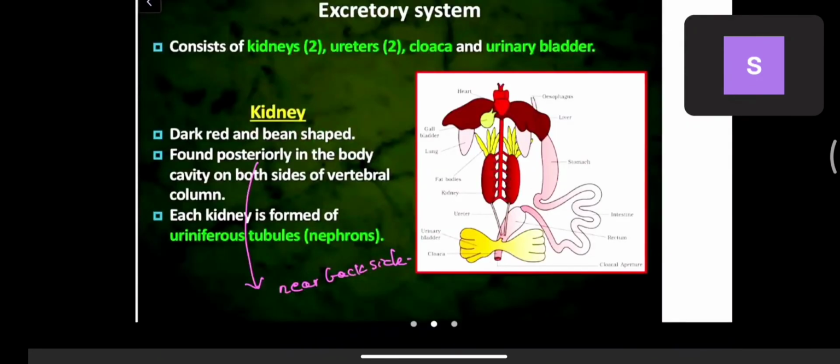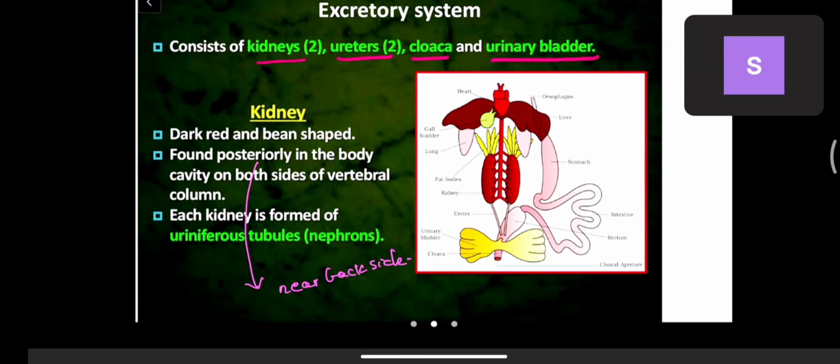Next, excretory system. It contains 2 kidneys, 2 ureters, 1 cloaca and 1 urinary bladder. Understood? How many kidneys? 2 kidneys. How many ureters? 2. What is meant by ureter? The tubes which originate from the kidneys are called ureters. 2 ureters are present. Clear?